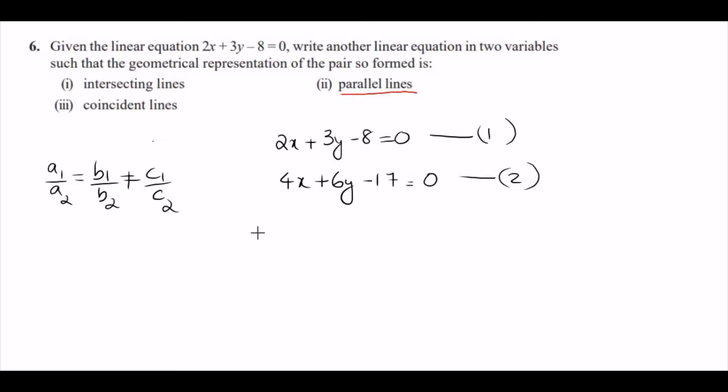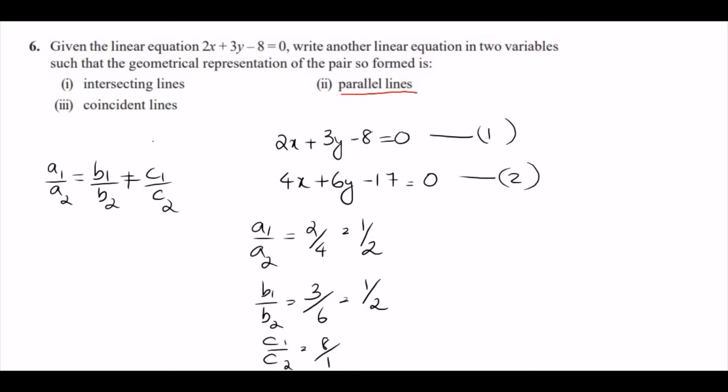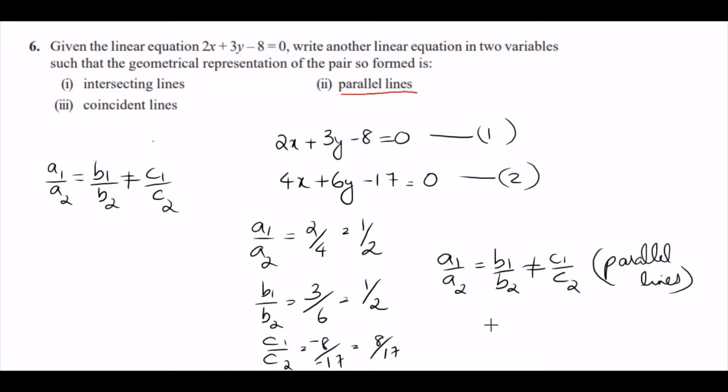So when you check here, you can see a1 by a2 is 2 by 4, that is 1 by 2, and b1 by b2 is 3 by 6, that is 1 by 2, and c1 by c2 is minus 8 by minus 17, that is 8 by 17. So you can say a1 by a2 is equal to b1 by b2 not equal to c1 by c2. So you'll get parallel lines.